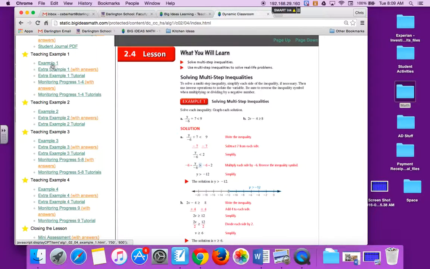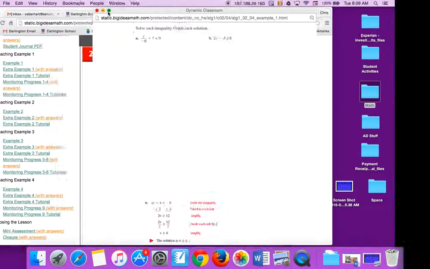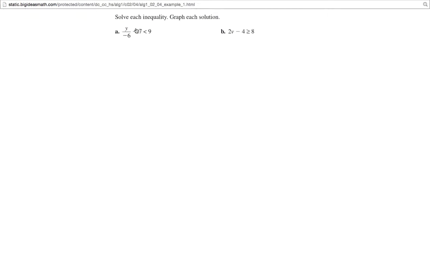What does this kind of look like? So if you look at letter A, there are no like terms here because this is y divided by -6, and this is plus 7. Technically the -6 is a like term, but we can't do anything when it's in the denominator. So my goal whenever you see a denominator is you need to get rid of it. So the first thing I'm going to be doing on this problem is subtracting 7 first, so I can make it a little easier.